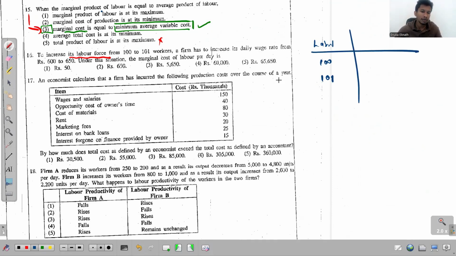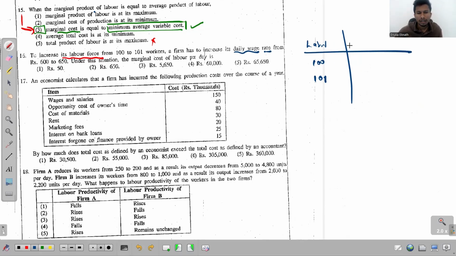And when trying to do so, what will happen? A firm has to increase its daily wage rate from 600 to 650. So the first thing, I'll just go with the flow. The question has given us the wage rate, and you don't think about this much. You just think that the daily wage rate increases from 600 to 650.